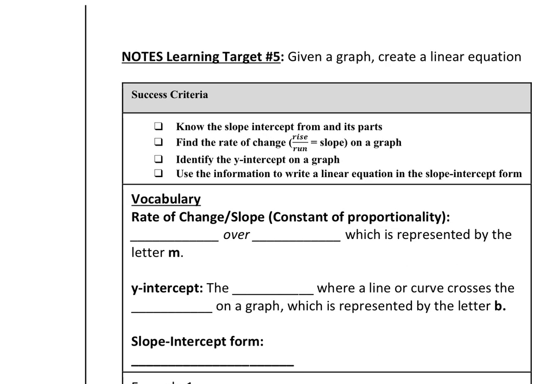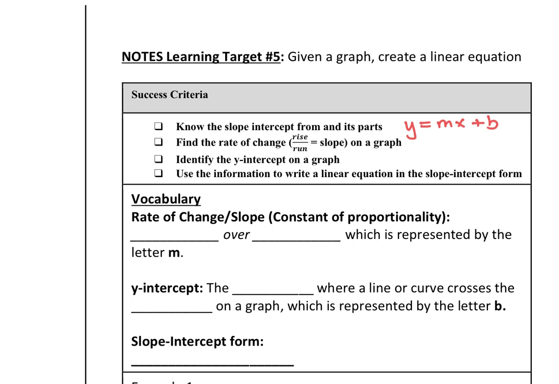Okay, so our success criteria, know the slope-intercept form and its parts. So we're going to be writing that a couple of times today. So let's go ahead and write it one time here. So the slope-intercept form is y equals mx plus b. And we'll talk about each of those parts in just a second.